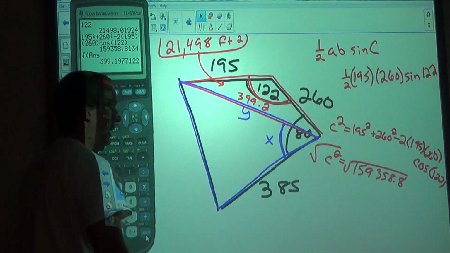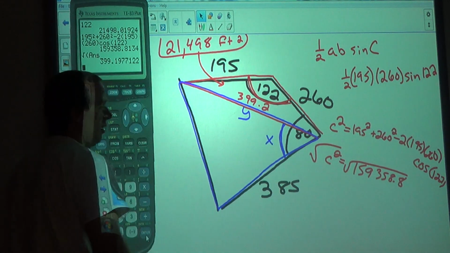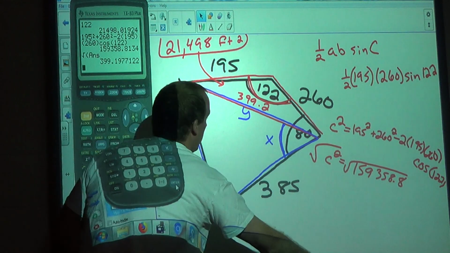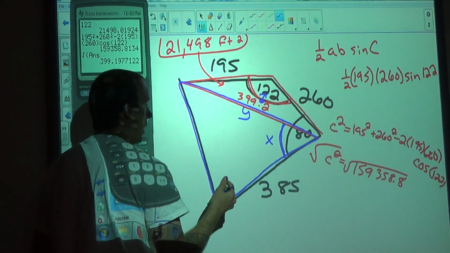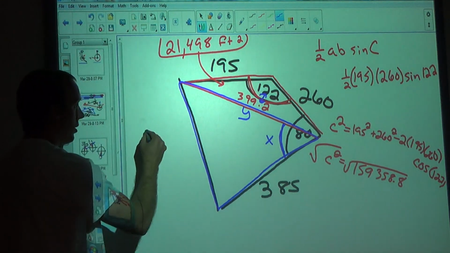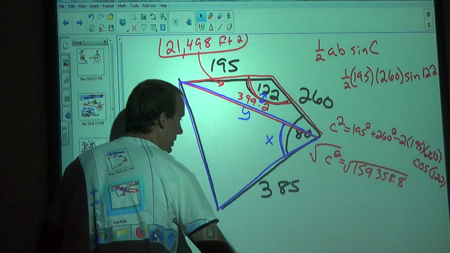I need to find my missing angle. So how could I find the missing angle? I could probably use law of sines, because I have an angle and the side opposite. So I'm going to do a law of sines now. We'll do red since it's still that triangle.